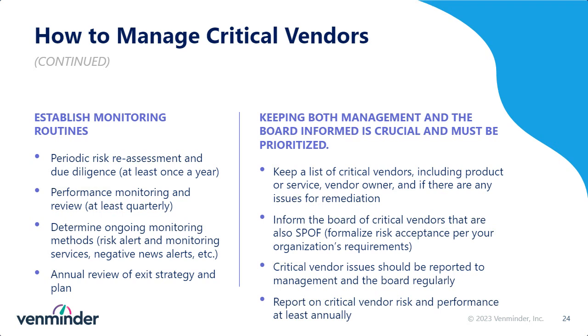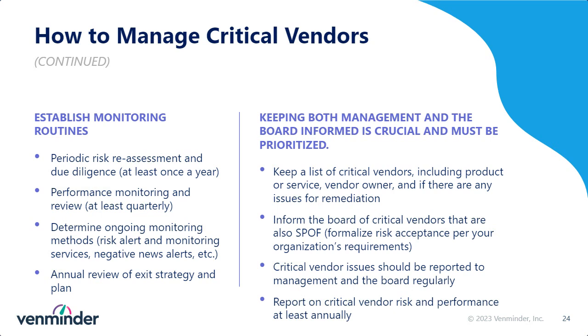They should know who the vendor owner is and if there's any issues that are open for remediation, because if they're maybe not moving as quickly, they can help apply some pressure to get it done. We also need to inform the board of any of those critical vendors that are single point of failure and formalize a risk acceptance, and follow your organization's rules for that. They do vary, so just pay attention to how it's done at your place.